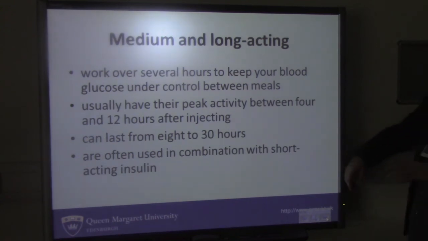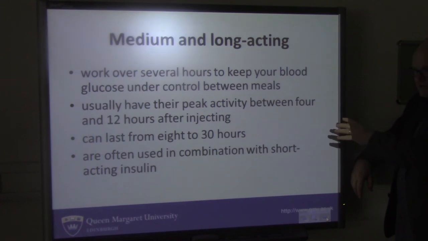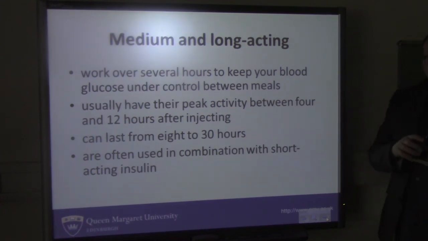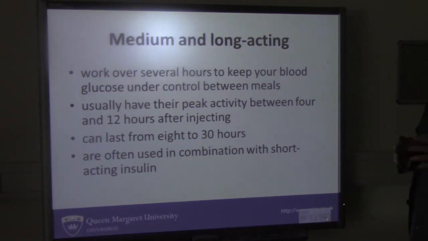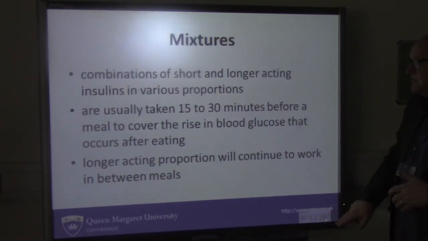You've also got the ones in between, medium and long acting. And they'll have their peak activity between 4 and 12 hours, although they can last up to 30 hours. So the medium long acting can often go alongside the short acting. What you do is take the medium and long acting, which gives you, if you like, the stability throughout the day, and then you take the short acting at a different dose with each meal to counteract the surges that come with the meal.